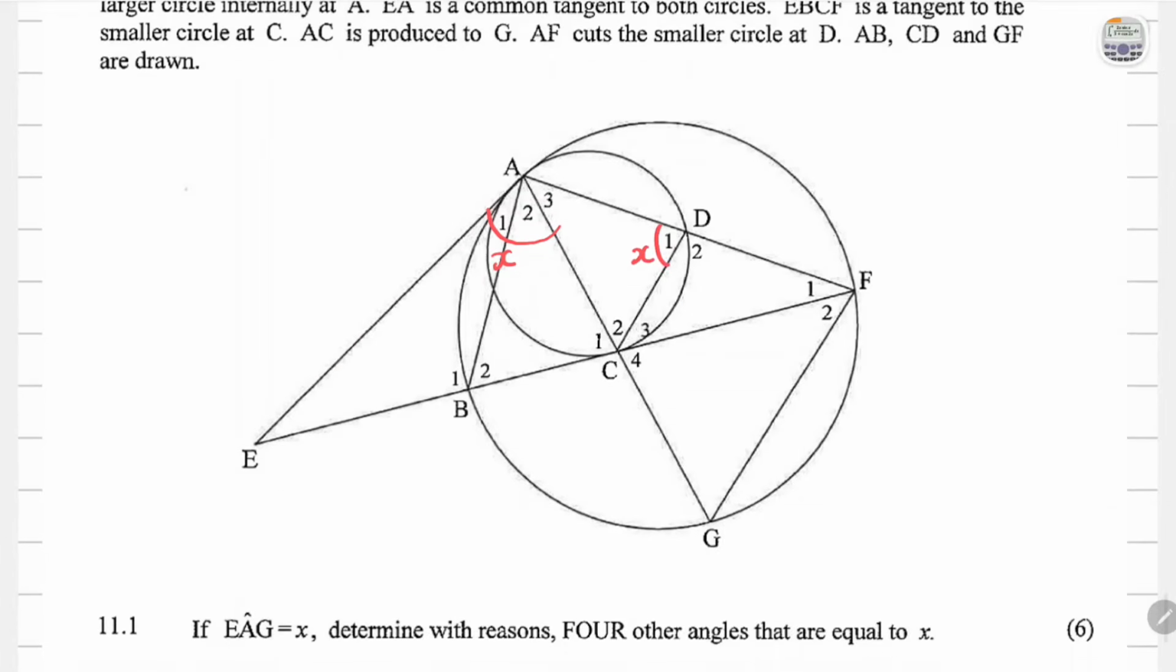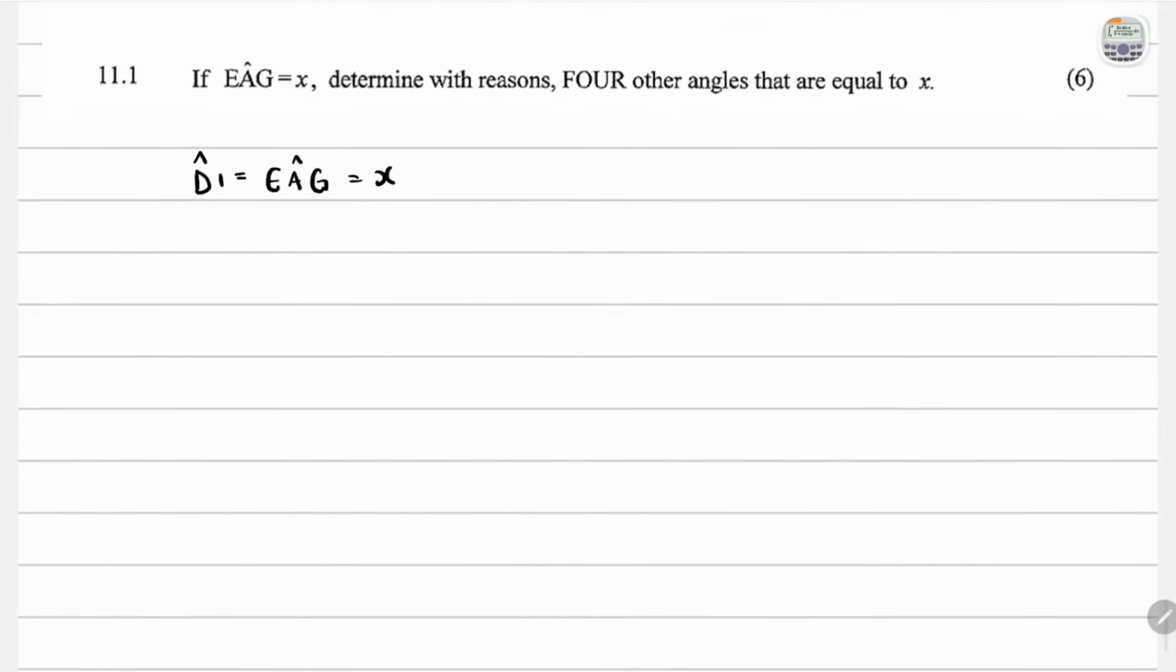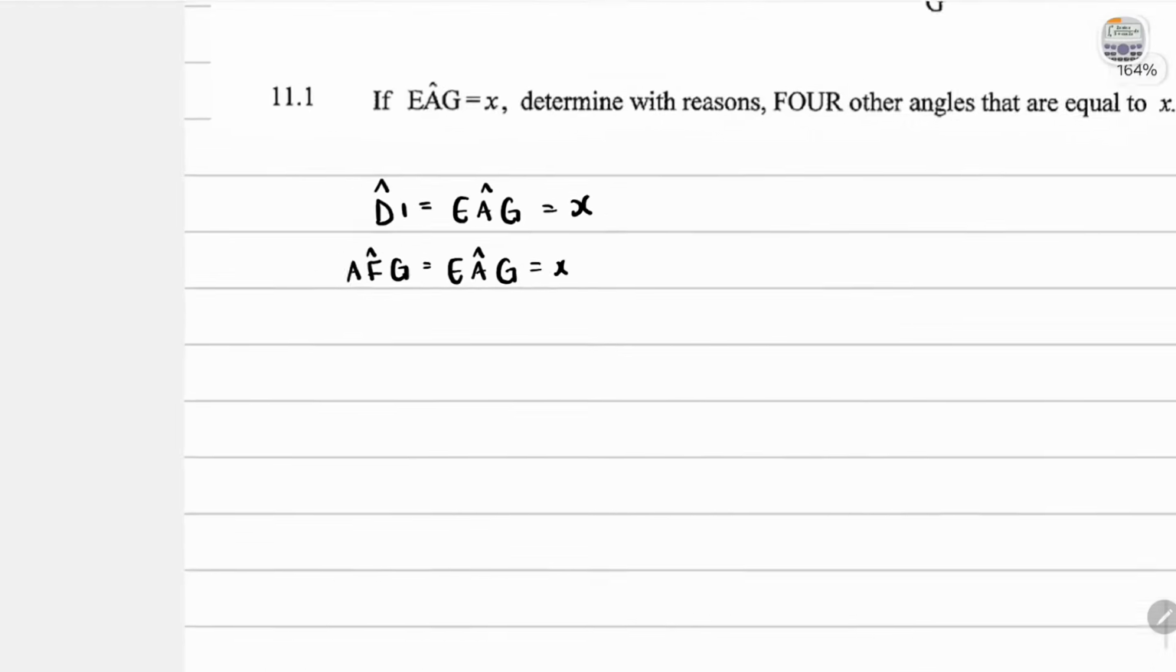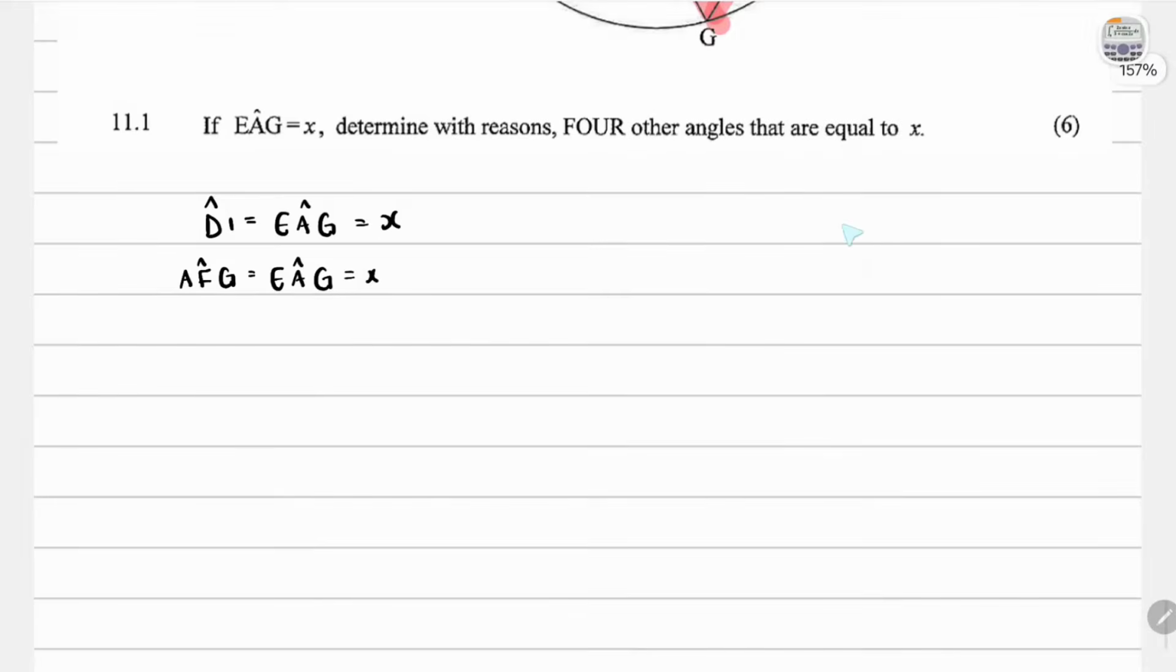Where else? Because it is a common tangent to the smaller and the bigger circle, it's the angle between this tangent and the chord in the bigger circle that is equal to the angle supported by that same chord. So this angle AFG is what will be equal to X. And we can just note that down as well. So it's also equal to EAG, which is equal to X. And both of them are because of the tan chord theorem. So we'll also put those reasons down.